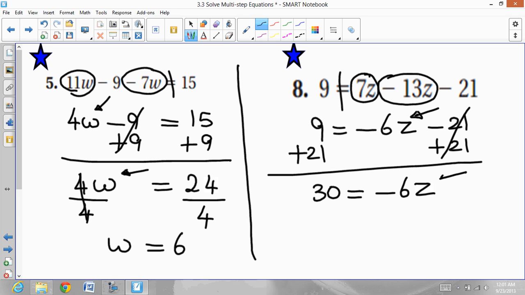Now remember, you need to get your z to safety. There is no sign between the number and the variable, which means z is multiplied by negative 6. The opposite of multiplying by negative 6, you divide by negative 6 on this side and this side. Negative 6 divided by negative 6 gives you a 1. Any number divided by itself gives you a 1. 1 times z is z. 30 divided by negative 6, use your calculator to check and see that you are getting negative 5.